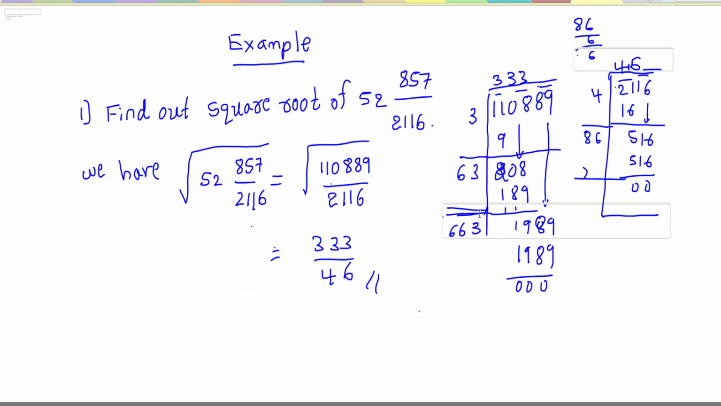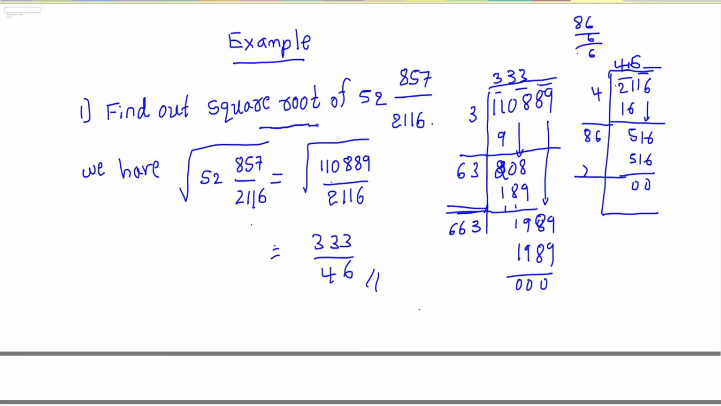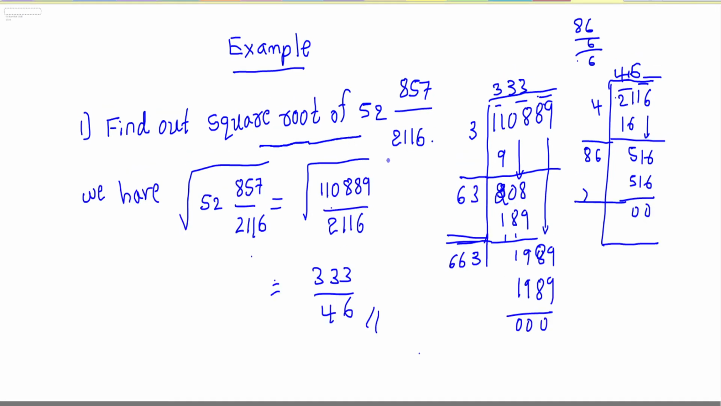See the example, the same example. We want the square root of this mixed fraction. I converted it into an improper fraction. First you have to work out, the first step is converting the mixed fraction into an improper fraction. The next step is you have to work out the square root of numerator and denominator separately.